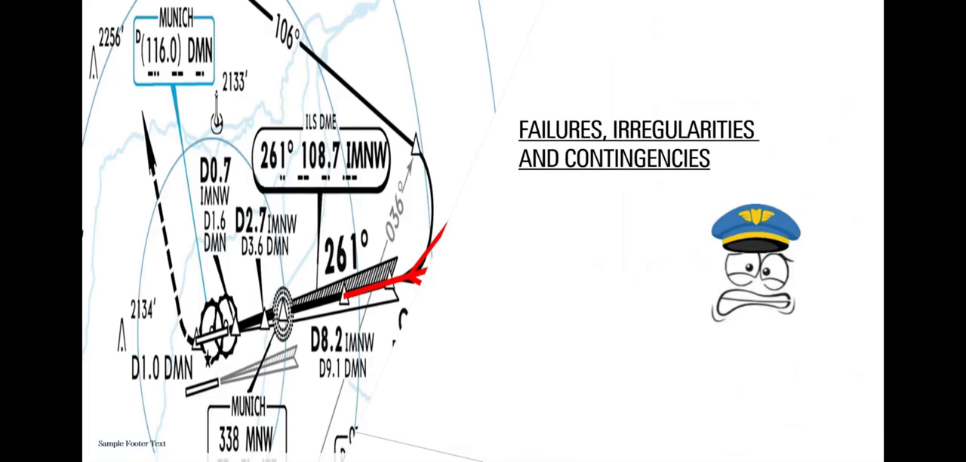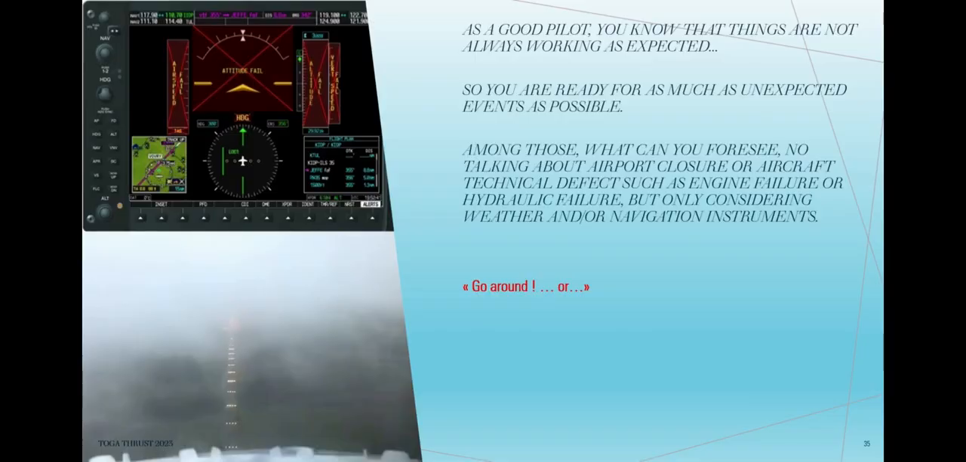Failures, irregularities and contingencies. As a good pilot, you know that things are not always working as expected, so you are ready for as many unexpected events as possible. Among those, what can you foresee? Not talking about airport closure or aircraft technical defects such as engine failure or hydraulic failure, but only considering weather and/or navigation instruments.